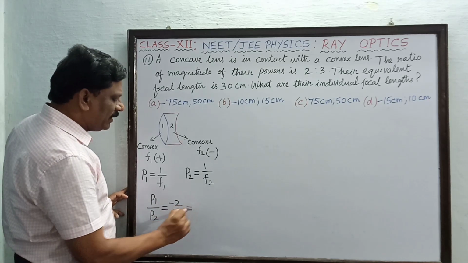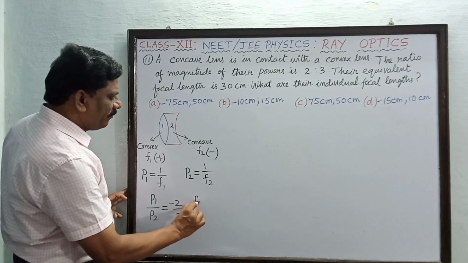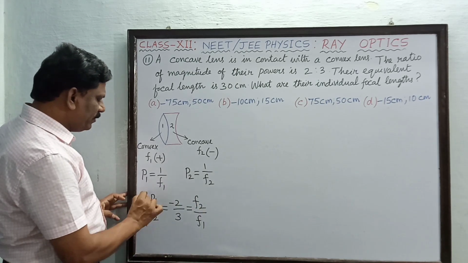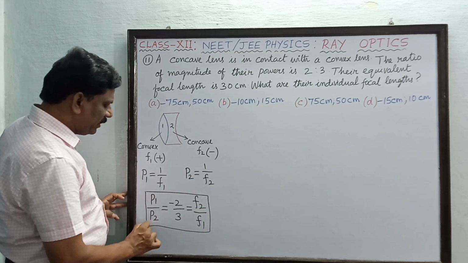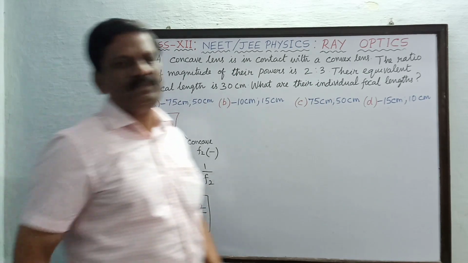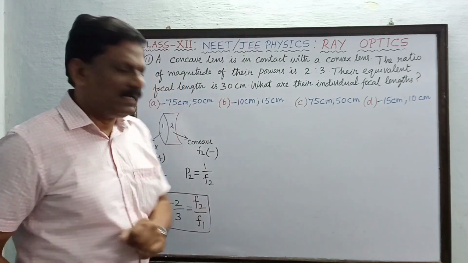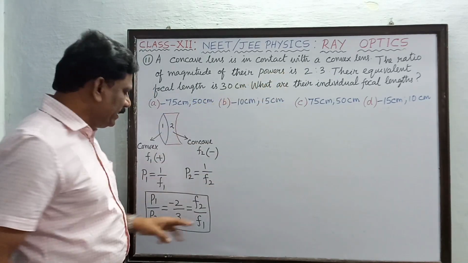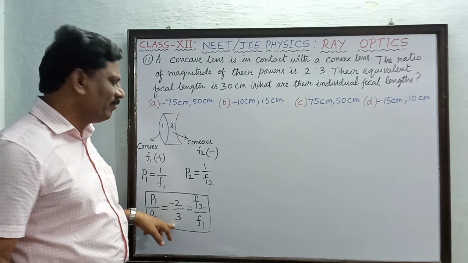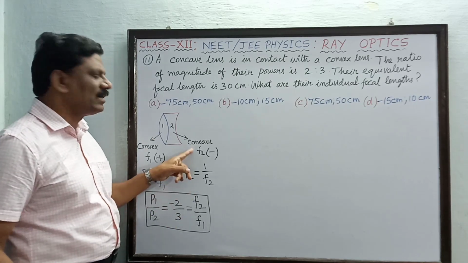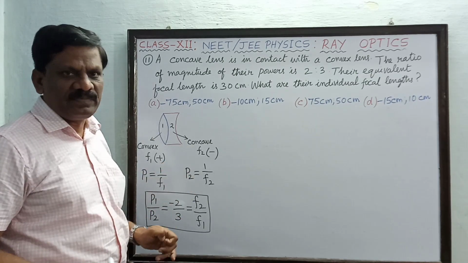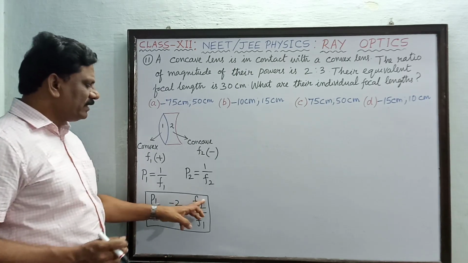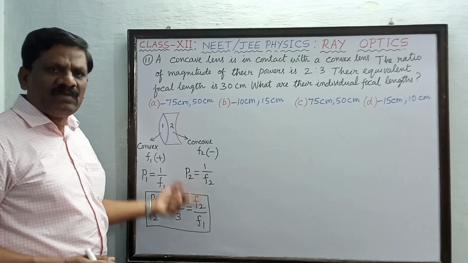And this is also equal to f2 by f1. So this is the very, very important information you must understand. Have you all understood or not? The ratio of the powers is given as 2 by 3 actually. But why have I taken minus 2 by 3? Because the focal length as well as the power of this concave lens is negative. So that is the first idea. Everyone must keep it in mind. Then also it is the reciprocal of the ratio of the focal lengths.